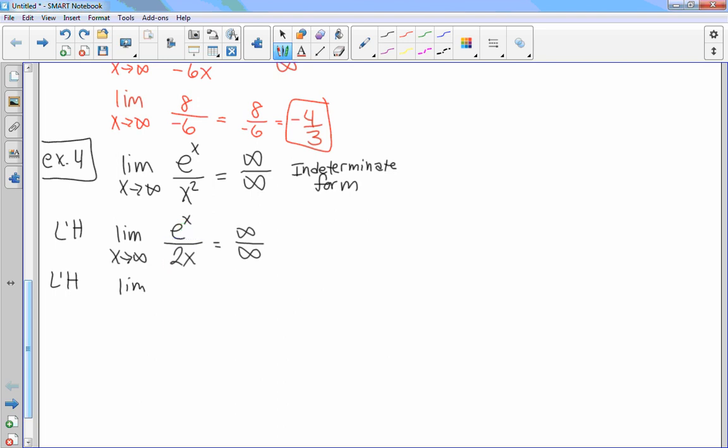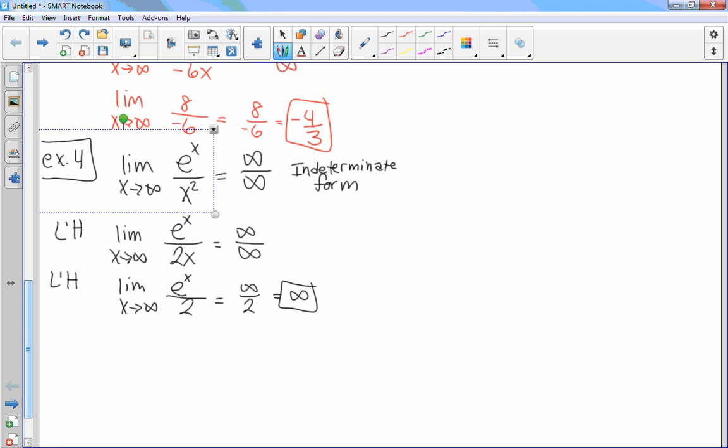Limit as x goes to infinity. What's the derivative of e to the x? e to the x. What's the derivative of 2x? So this time we get infinity over 2. So what's your answer? Infinity. Which actually makes sense, right? Because e to the x goes up to infinity, and x squared also goes up to infinity. So if you combine the two, even with division, still going to go to infinity. Okay?